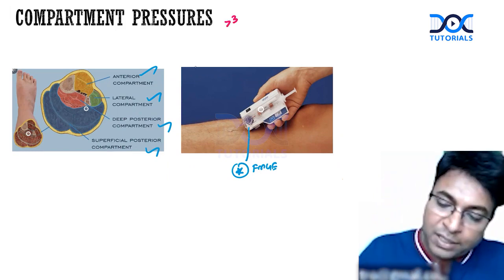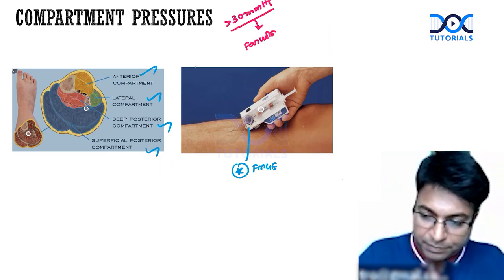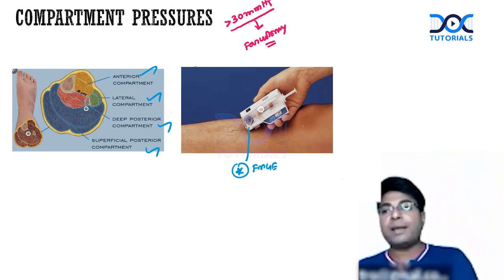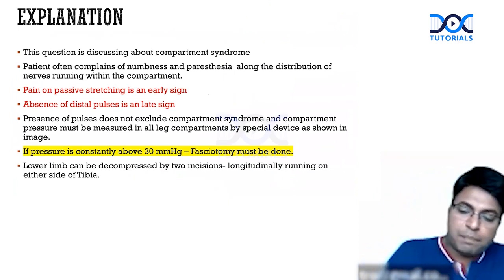If it is more than 30 millimeters of mercury for a prolonged period of time, I should go for a fasciotomy. So please don't forget this point. Very important thing. And absence of distal pulses is a late sign.